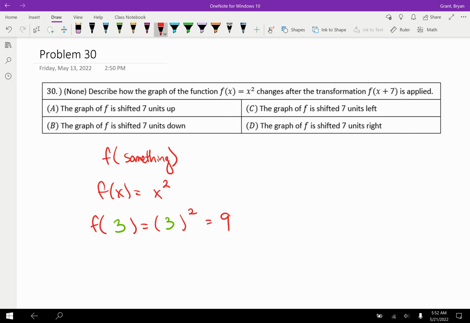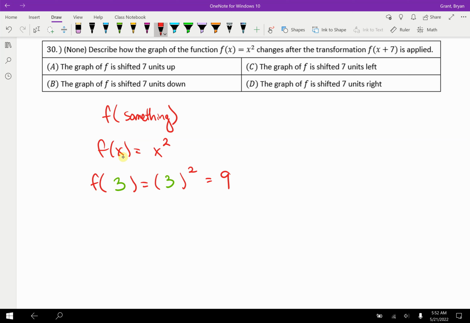Well, what we're going to do here instead is, instead of substituting a number in for x, we're going to replace x with a minor equation, technically an expression, something still with x. So in the case of this problem, they're asking us to replace x with x plus 7. The same thing applies. We take whatever the x was and we replace it with x plus 7, and we get x plus 7 squared. Now, instead of getting a number, we end up with an expression. What they want us to do is explain how the graph is going to change if our new equation is x plus 7 squared instead of x squared.